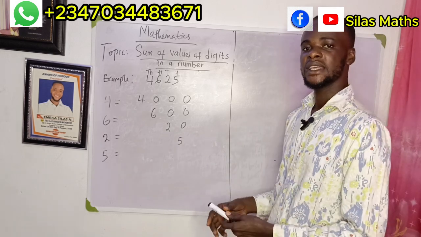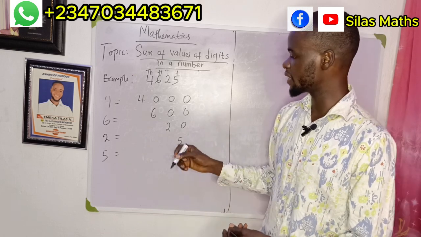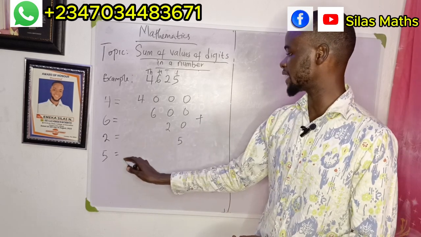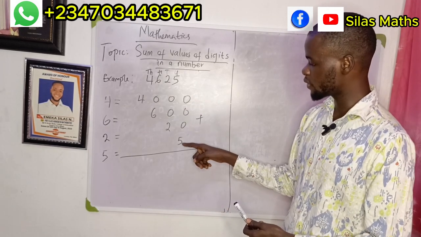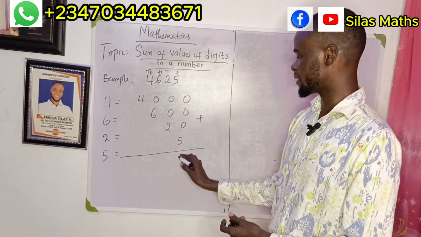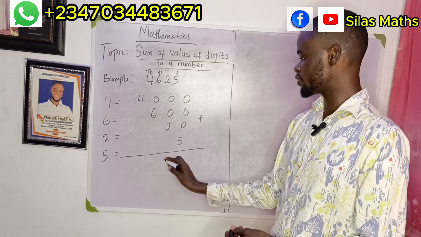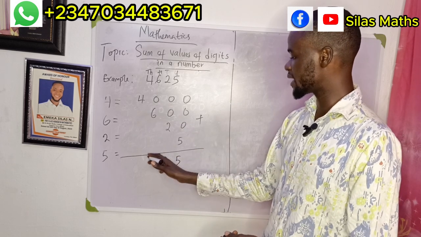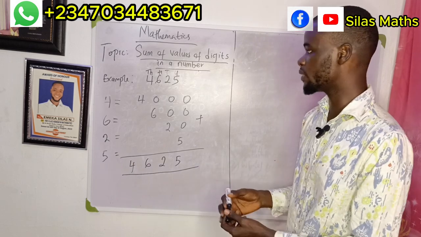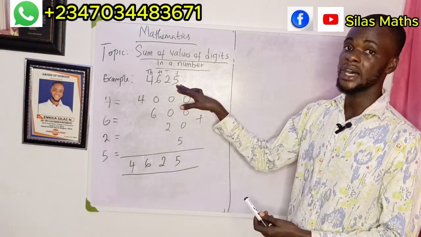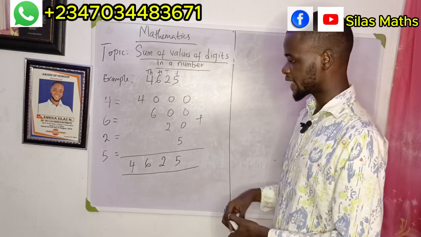Now when we go ahead and add some of these values, we are going to have the number itself. So let's go ahead and add. We'll start from this column. In this column, what do I have? I have 5, so I bring down my 5. In this column, add everything: 0 plus 0, 0 plus 2, 2. Bring down 2. In this column, I have 6. In this column, I have 4. You see what we have? We have gotten our initial number. So the sum of the values of digits in a number will give you the number itself.